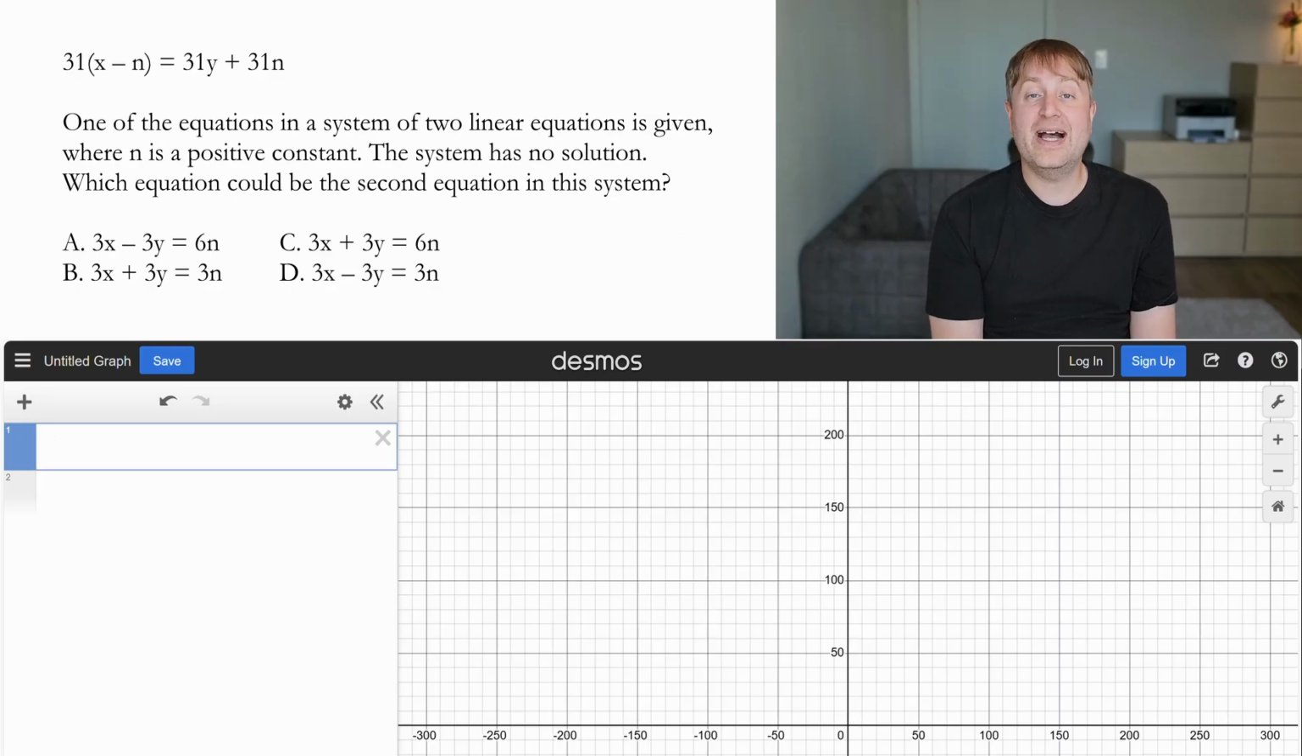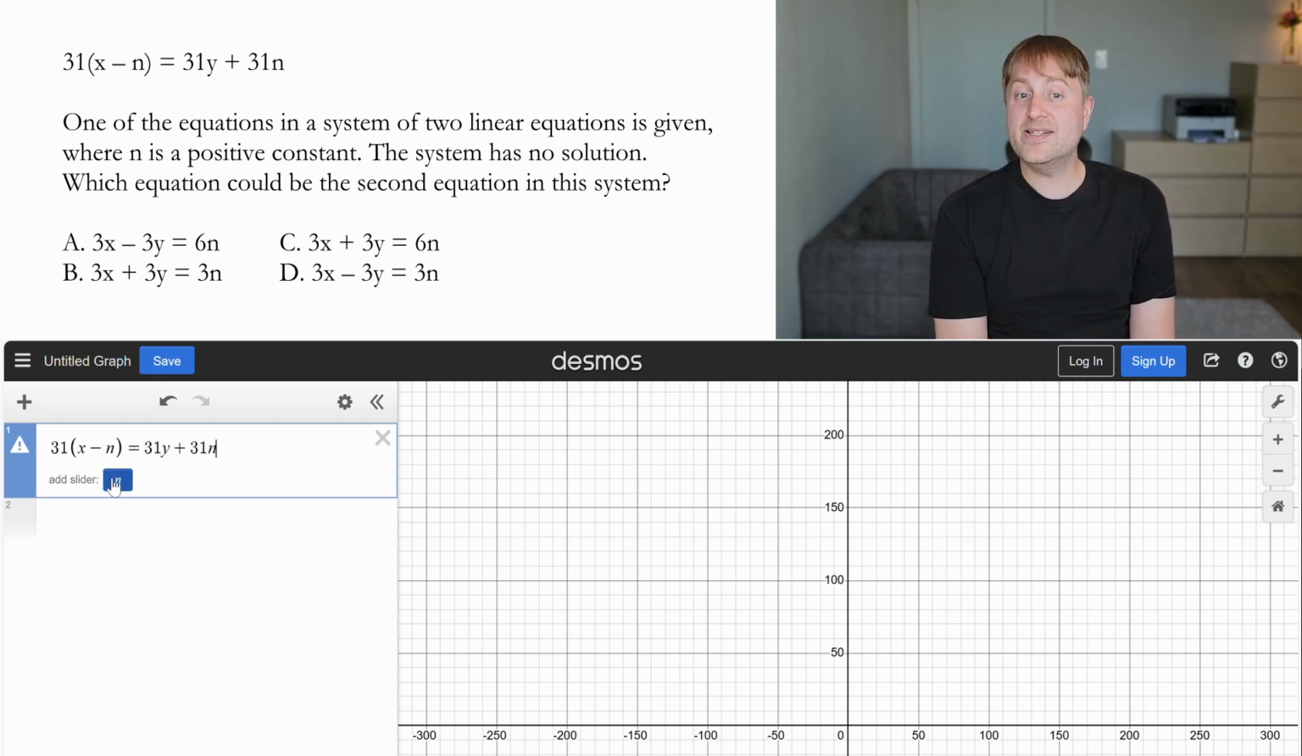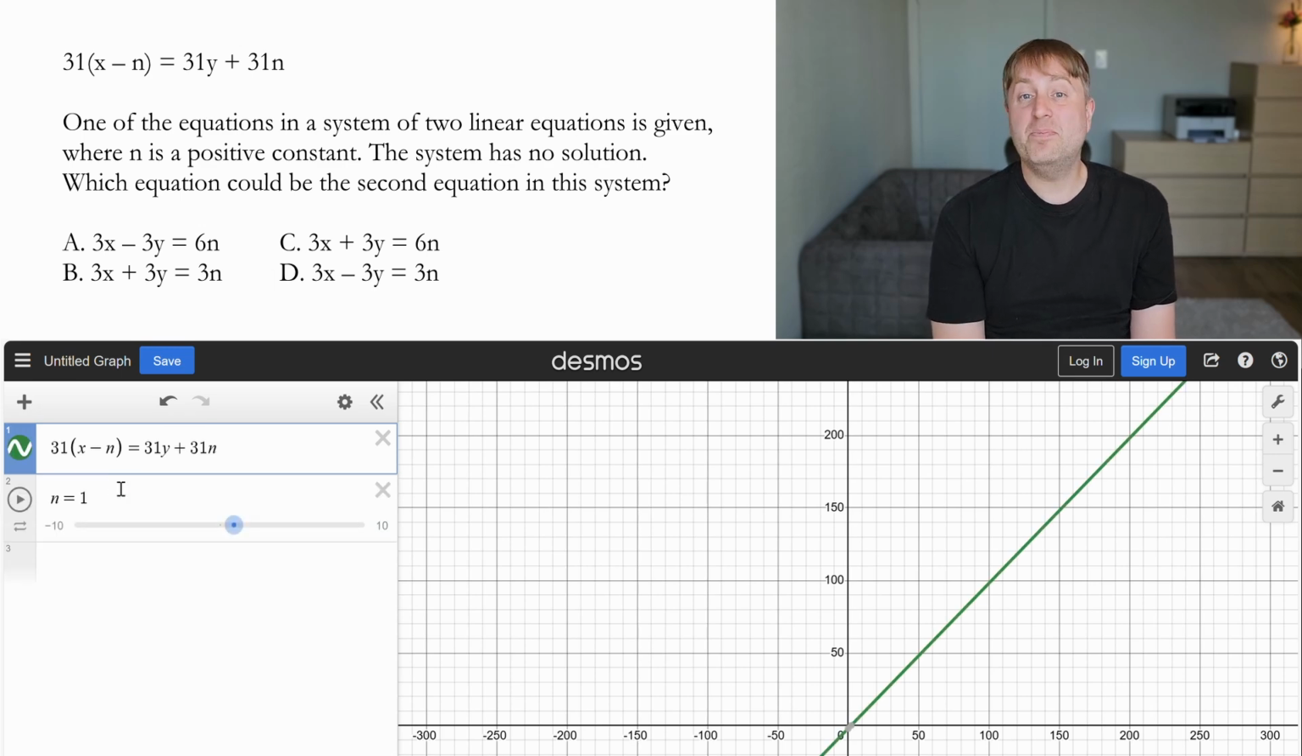I'm going to start by typing in that original equation. 31 times (x minus n) equals 31y plus 31n. As you can see, it's given me a slider for n. But since the question says that n can be any positive constant, we should be able to leave it at the default value, 1. Next, I'm going to plug in the answer choices one by one, starting with A.